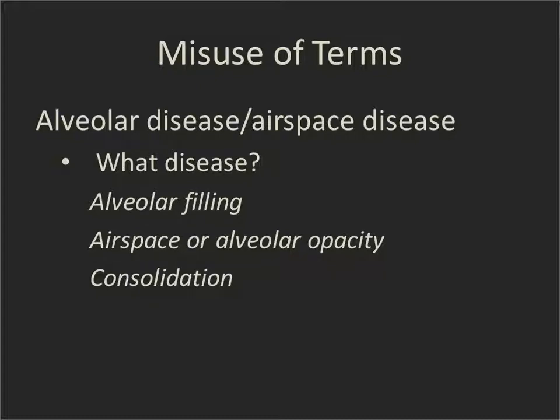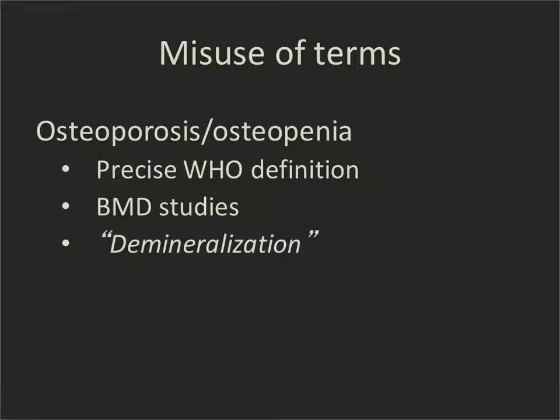You know, that's not like chickenpox. It's alveolar filling or airspace or alveolar opacity or consolidation. Be particularly careful with the use of osteoporosis and osteopenia because there are very precise WHO definitions of these terms, which are based on bone mineral density studies. So if you're going to use these outside of those studies, because you're looking at a hand study, for example, on a patient with rheumatoid arthritis, use the term demineralization.